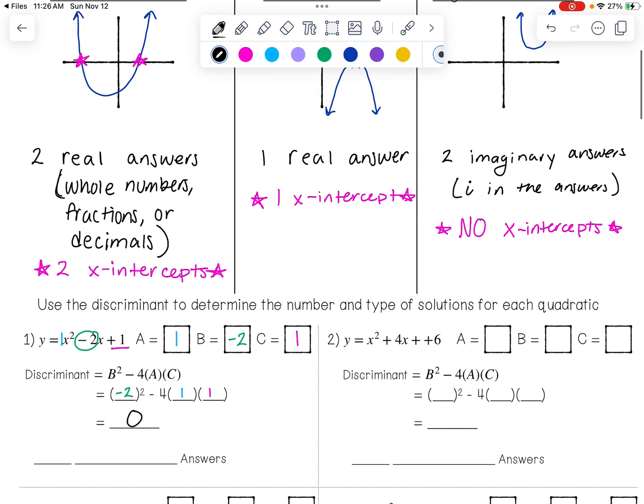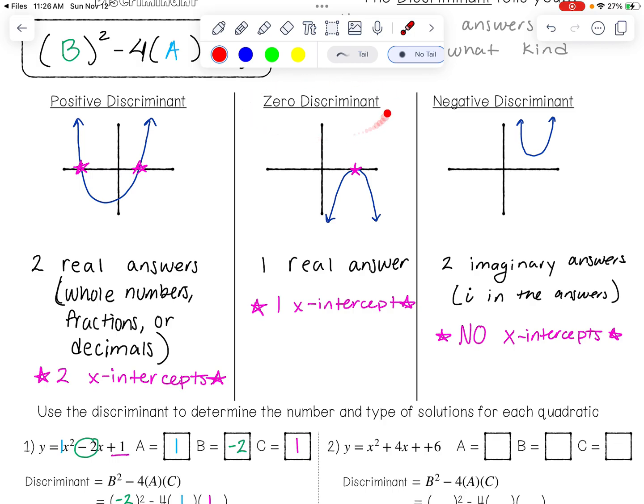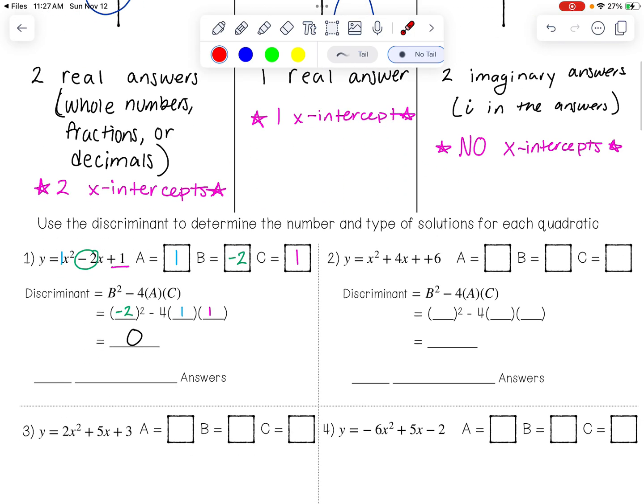So if I go up, right, if I have a 0 discriminant, that's the wrong one. If I have a 0 discriminant, it means I have one real answer. I have one x-intercept. So I'm going to answer this as saying I have one real answer. Let's cross off that so we're grammatically correct. Okay, let's try it again.